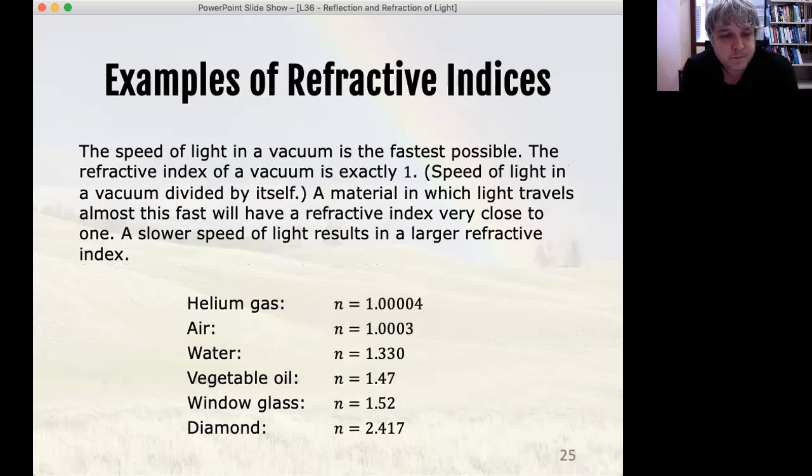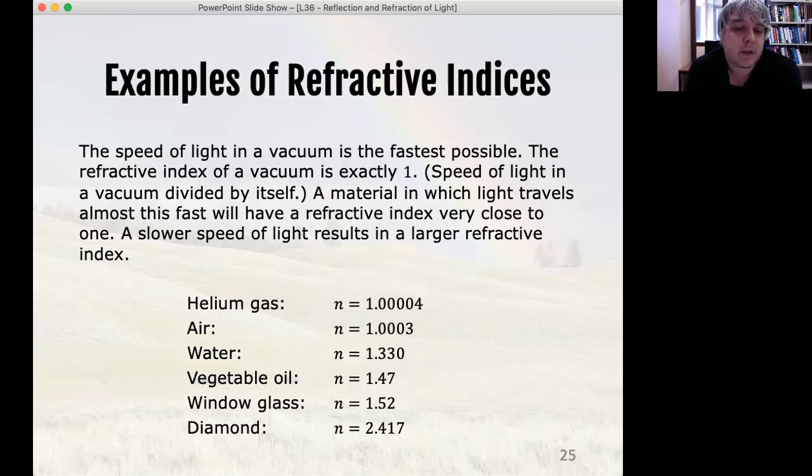Here are some examples. In helium gas, the index of refraction is 1.00004. That means that it's only ever so slightly slower than the speed of light in a vacuum. So it's practically the same. Unless you're going all the way down to 6 significant figures, you can treat it as being the exact same speed as it is in a vacuum. For air, it's 1.0003. So again, unless you're going all the way down to 5 significant figures, you can just treat it as being the same speed as the speed of light in a vacuum. And that's what we do in this course, and indeed most undergraduate courses.